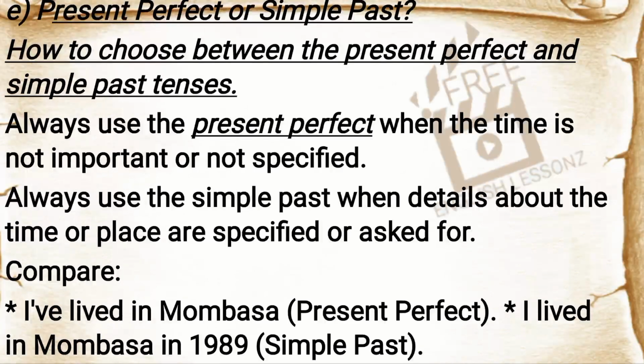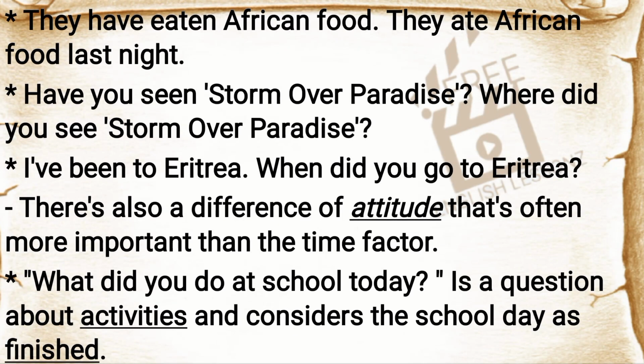E. Present perfect or simple past: how to choose between the present perfect and simple past tenses. Always use the present perfect when the time is not important or not specified. Always use the simple past when details about the time or place are specified or asked for. Compare: I've lived in Mombasa, present perfect. I lived in Mombasa in 1989, simple past. They have eaten African food. They ate African food last night. Have you seen Storm Over Paradise? Where did you see Storm Over Paradise? I've been to Eritrea. When did you go to Eritrea?